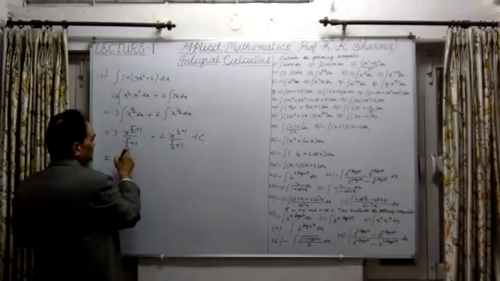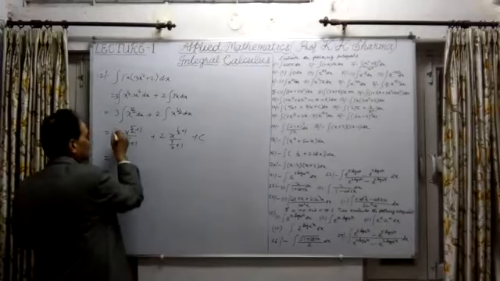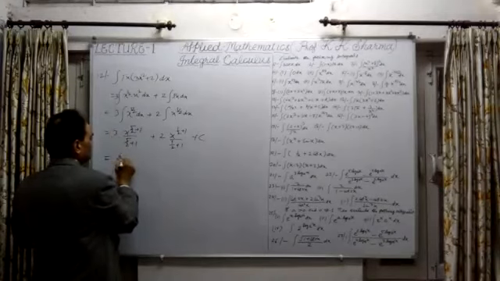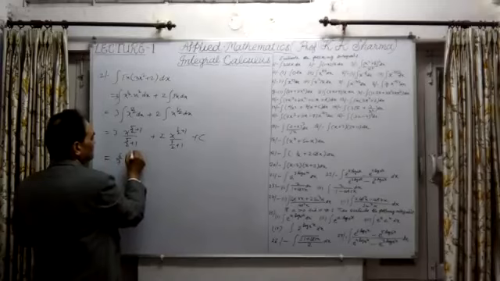The value will be different. Now this is 5 plus 2, 7 by 2. 2 will come in the numerator, so this is 6 by 7 into x raised to power 7 by 2.